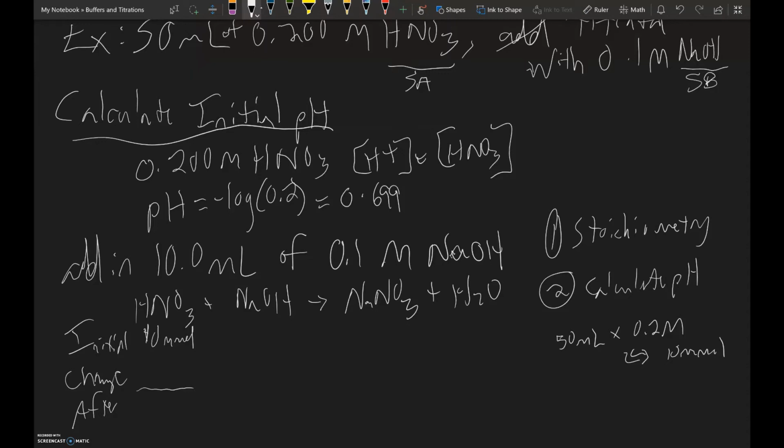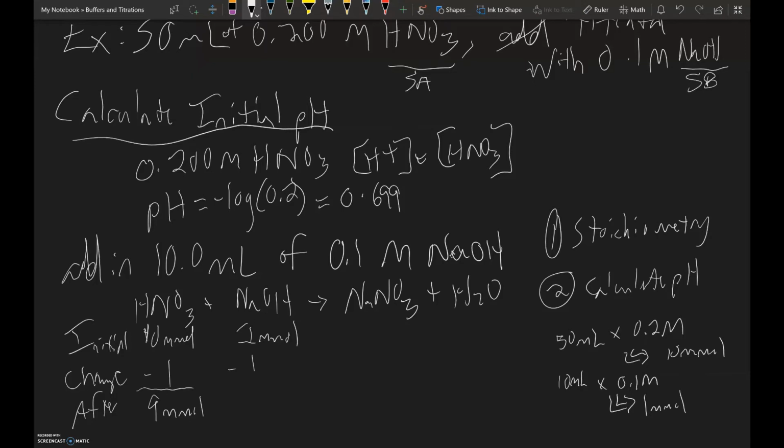We're also going to do it for the sodium hydroxide. So we're going to take 10 mils of the sodium hydroxide, and we're going to multiply that by 0.1 molar sodium hydroxide, and that will give you 1 millimole. So we have 1 millimole of sodium hydroxide. So you can see that sodium hydroxide is a lesser amount. So we're going to subtract from 1 here, subtract from 1, and that leaves me with 9 millimoles of the nitric acid.